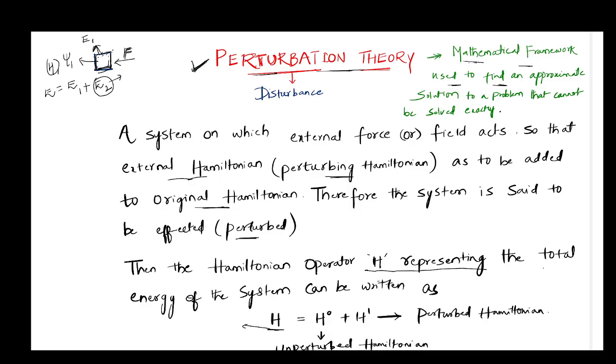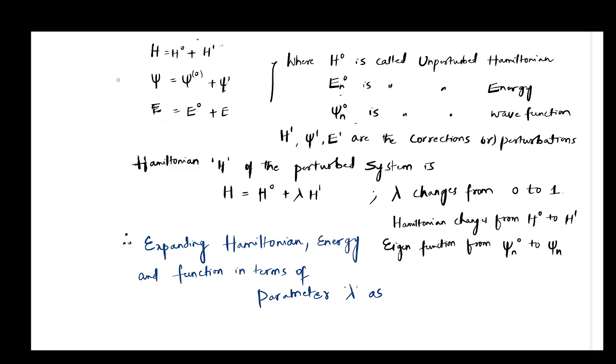Here H naught is the unperturbed Hamiltonian, which means before disturbing the system, it has the Hamiltonian H naught. After disturbing the system, due to the external force or field, the perturbed Hamiltonian has to be added. This is the perturbation actually. The total Hamiltonian is H naught plus H prime, where H naught is called the unperturbed Hamiltonian and H prime is called the perturbed Hamiltonian.